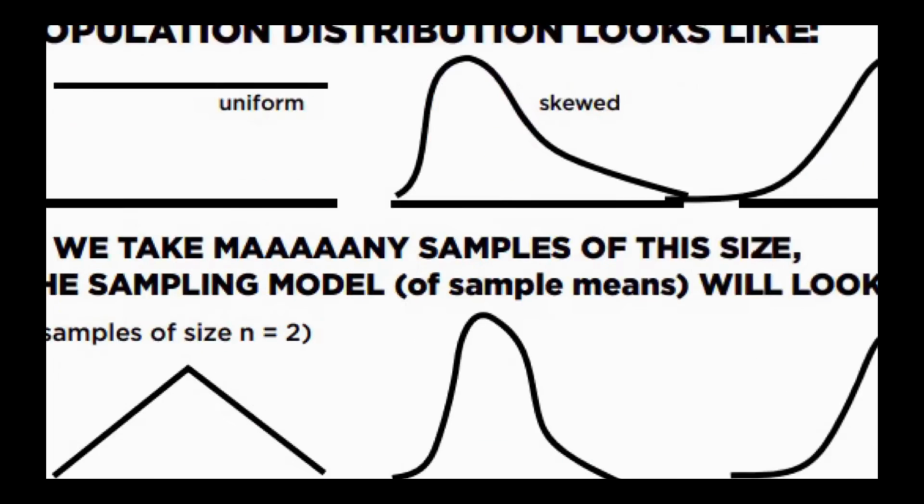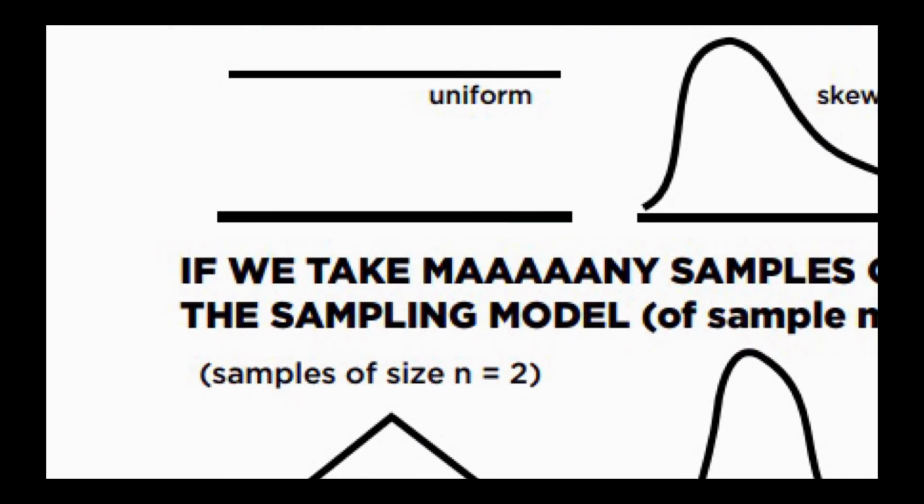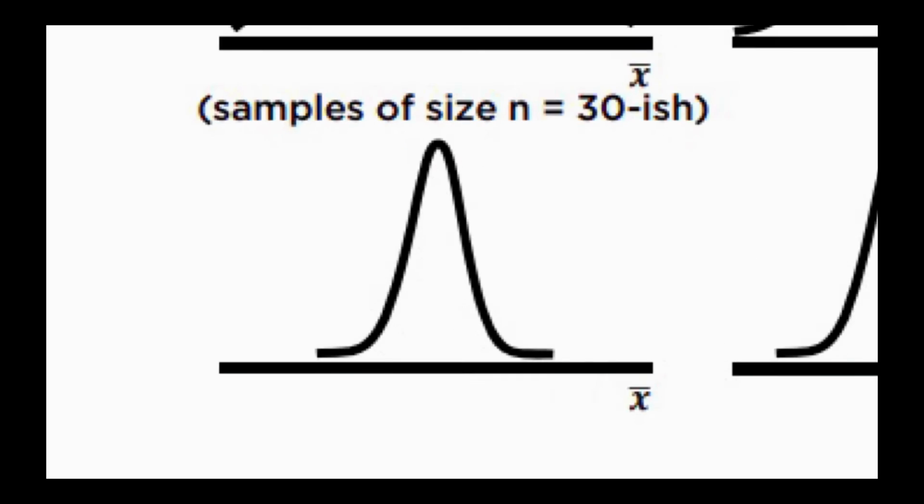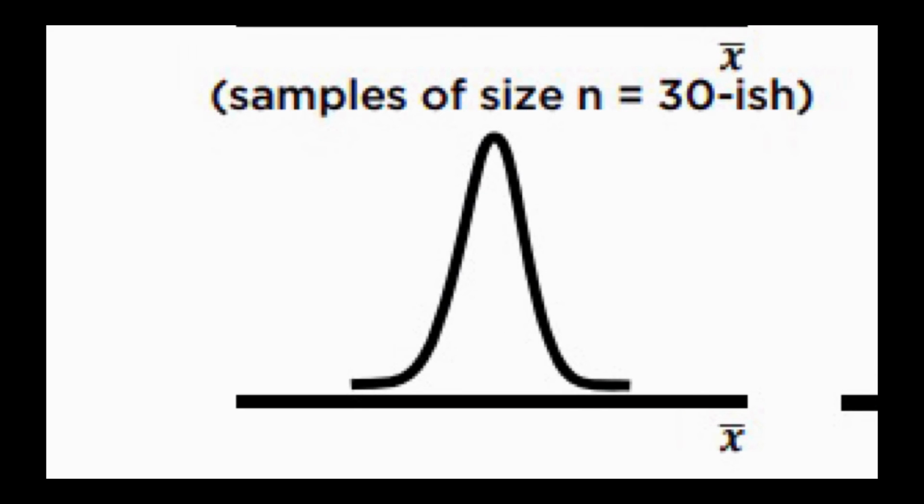After I take two samples, a sample of 2, then it starts to become less uniform. Not uniform anymore, right? What happens when I take a sample of 30 from that population? Right? Variability's gone away.